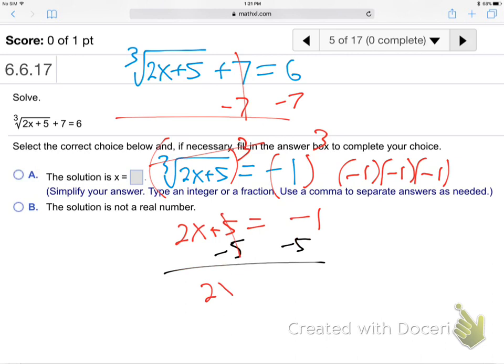And we get 2x is negative 6. Last step, divide by 2. x is minus 3.